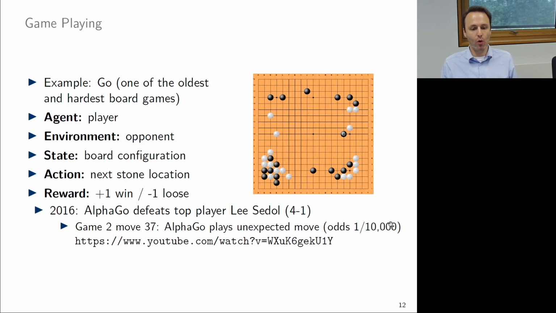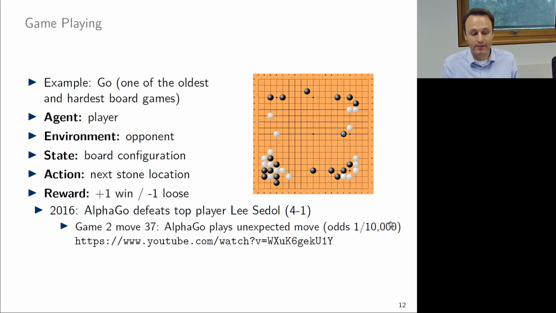Another example is the game of Go, and it's one of the oldest and hardest board games to play. It has more configurations than chess. The agent here is the player, the environment is the opponent, and the state is the board configuration. The action is the next stone location, and after you play the whole game, you either win or lose. So that's the reward. So in each step, you get no reward. You have delayed feedback. Only after playing the whole game, you know whether you won or lost.